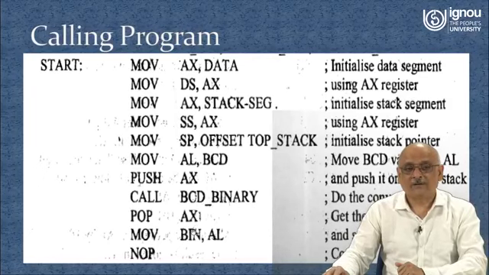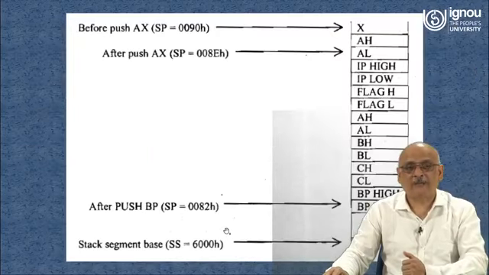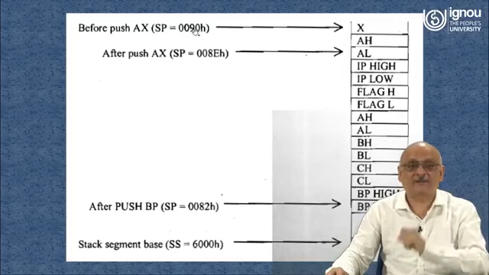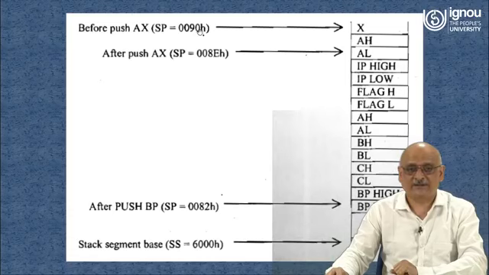Okay, so we go to the procedure, how we are going to write that procedure. But the important thing is just over here. Before we executed the push AX statement, we have assumed that there was already some stack movement, although it was 100H, it could have been there, we are just dealing with 0090H, right?